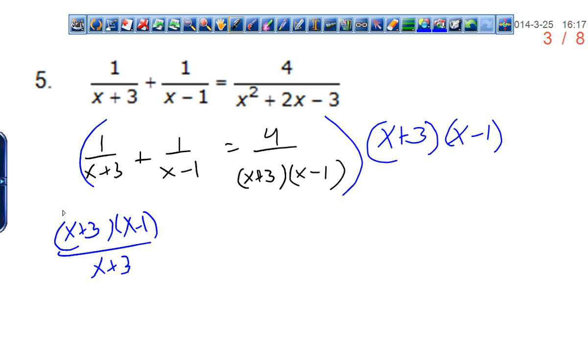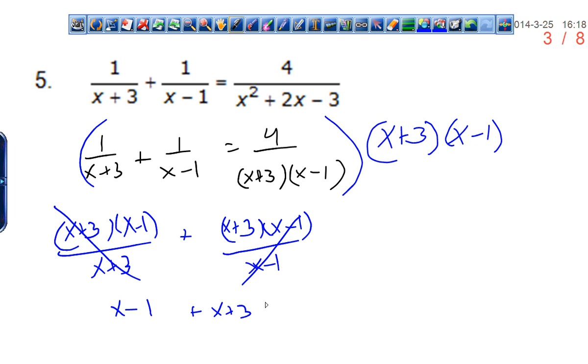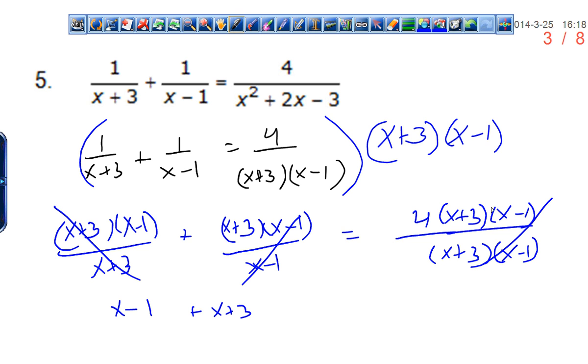You can skip this step. But if you see here, the x plus 3's cancel out, and you just have x minus 1. On this one, we have x plus 3, x minus 1 over x minus 1. The x minus 1's cancel. So now you got x plus 3. And on this one, you get 4, and everything is going to cancel other than the 4. So you just get 4. And this one's super duper easy.